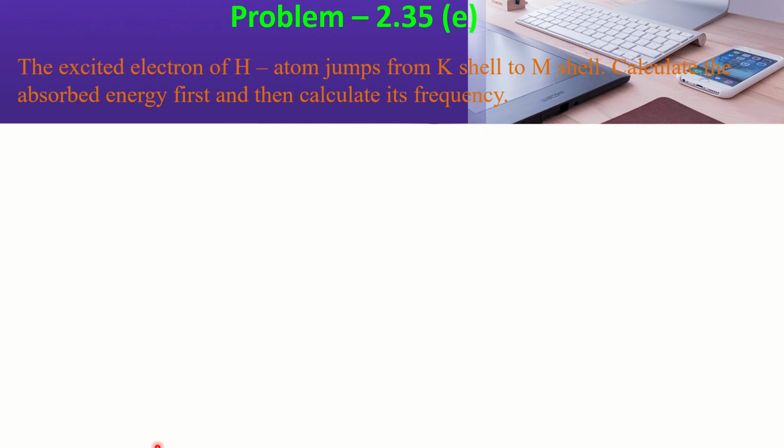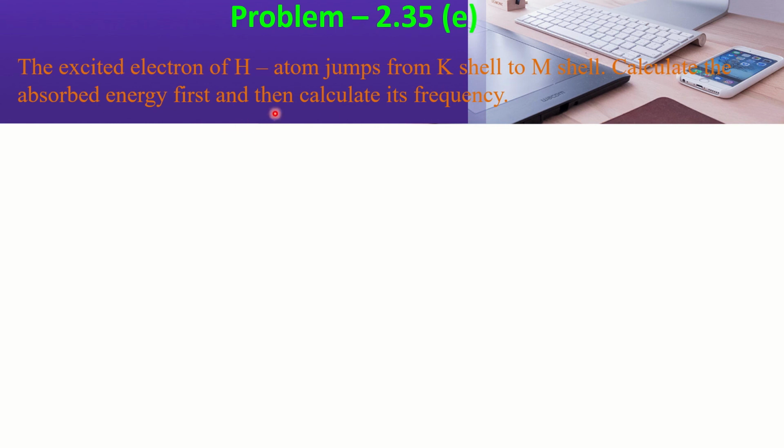Here you have to calculate the absorbed energy. Now, to calculate energy, you can use Rydberg equation also. By using Rydberg equation, you can find out the value of wavelength, and from this wavelength, you can find out frequency, and then by using this frequency, by using formula E equal h nu, you can calculate the energy of the radiated ray. But it is telling to calculate the absorbed energy first and then calculate its frequency.